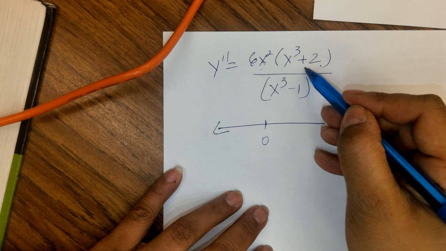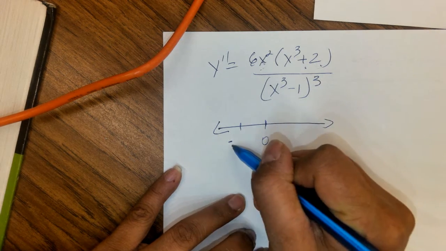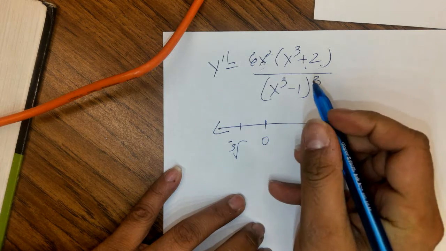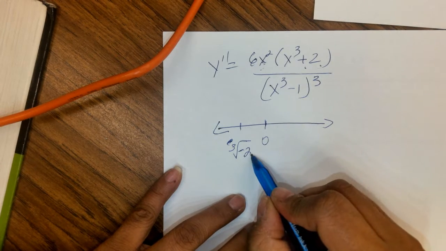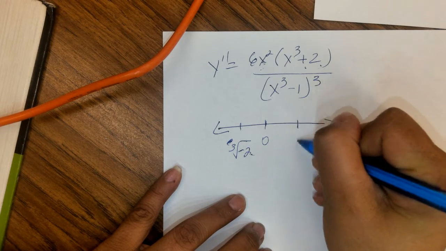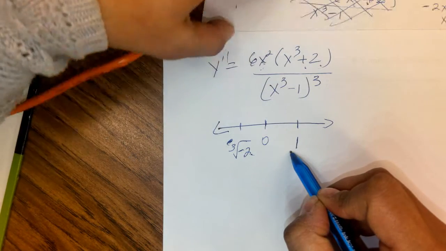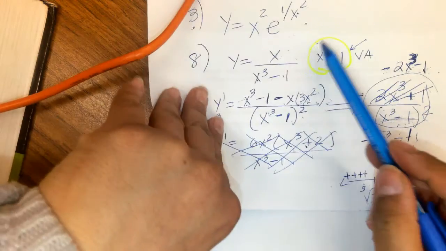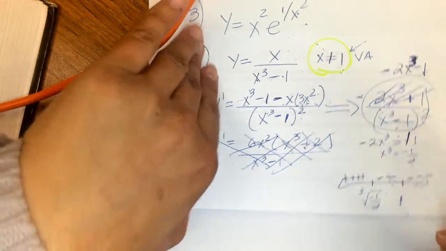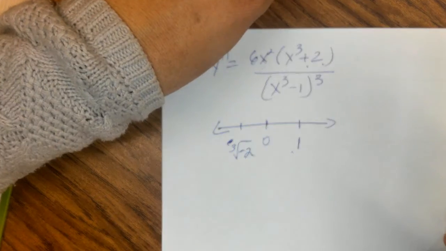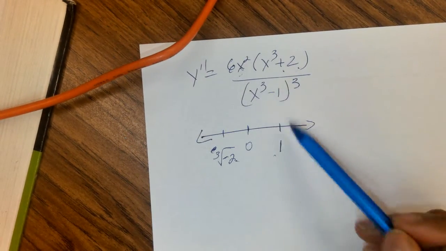This equals 0 when x equals the cube root of negative 2. And now we also have to throw back that 1. That 1 is where my vertical asymptote happened. And again, my inflection point can change there, so I'm going to put the 1 there. Okay. I'm going to do my sign chart, and I'm going to plug in something bigger than 1.